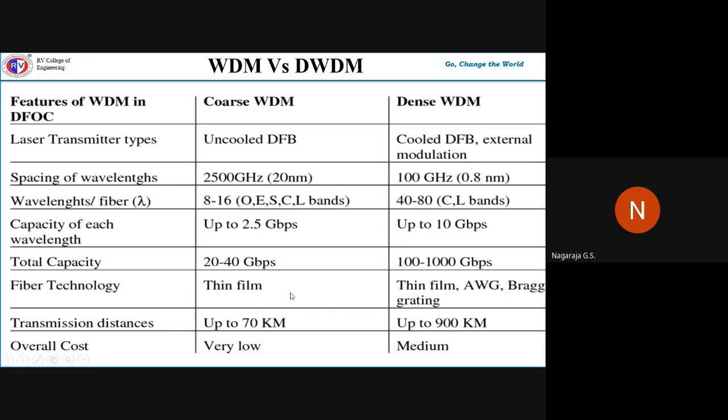Fiber technology is thin film, right? And in dense WDM, it is thin film, or AWG, or Bragg grating. We have different technologies; it uses different technologies for its construction. Transmission distances are up to 70 kilometers, as we said. Maybe shorter distances here, and larger distances here. It may be 900 kilometers.